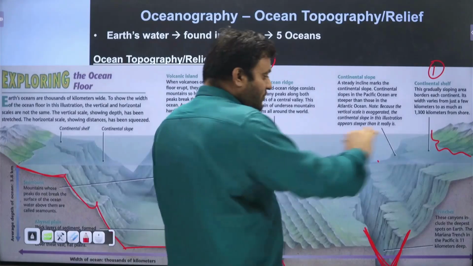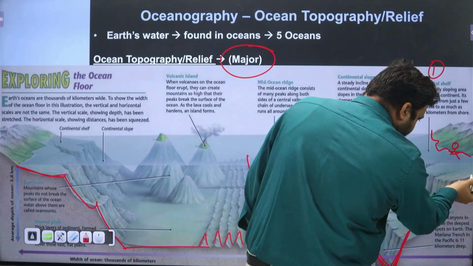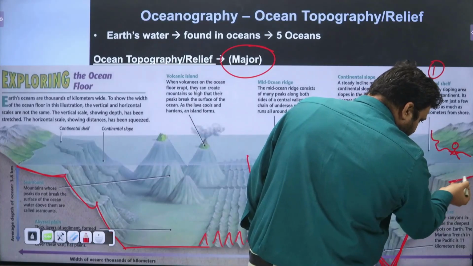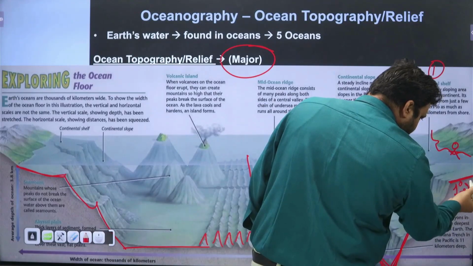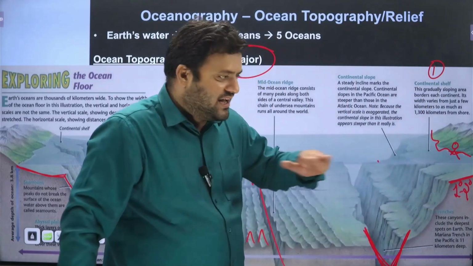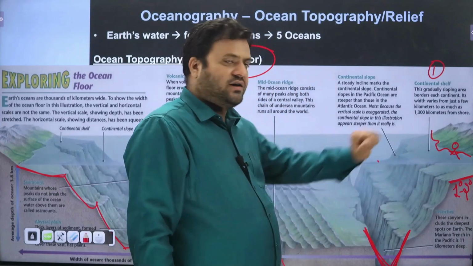Okay, so whenever you have this shallow water, if you are standing here, you will see that there is a gradual slope, and this slope will have some sort of 1 to 2 degree elevation. So when you have this elevation and a gradual slope, that is known as what? Continental shelf. So it is a gradually sloping area.